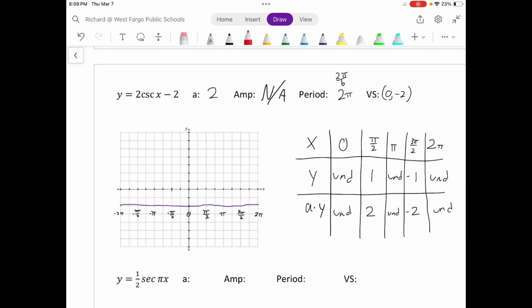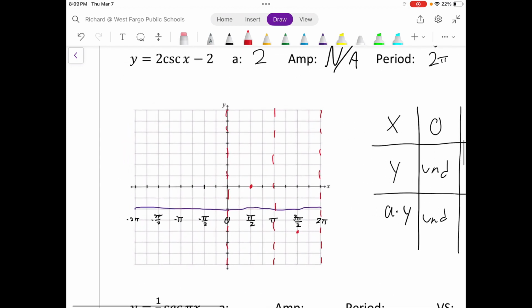Looking back at our chart, we can see that at 0, we're undefined, so we just put a dashed line for our undefined points. At pi over 2, we are at 2, which would be right here. At pi, we are at undefined, so we draw another dotted line. At 3 pi over 2, we are at -2. And at 2 pi, we are at undefined.